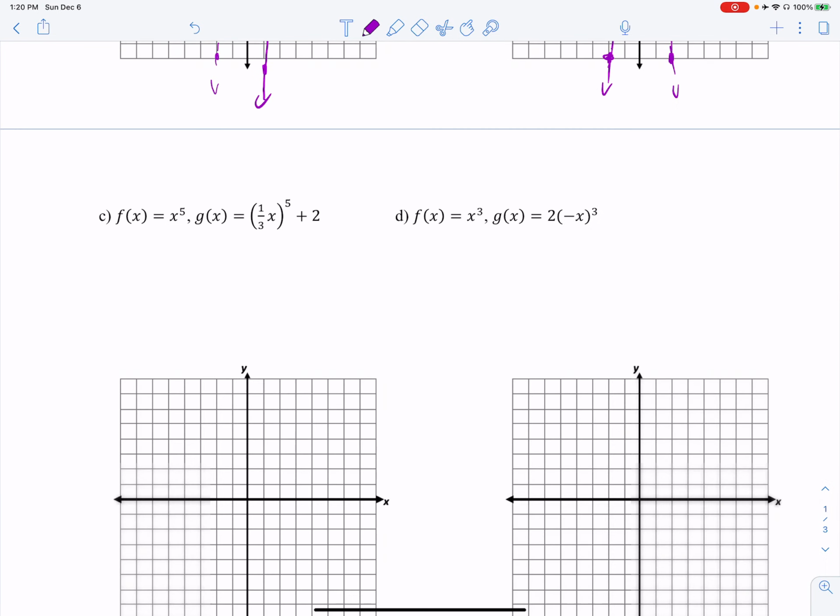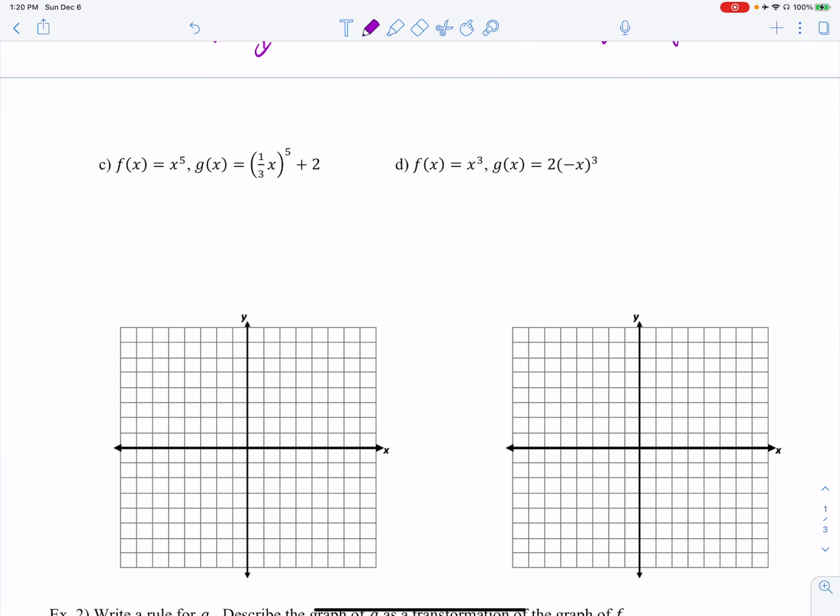All right, moving to x to the fifth. Again, for x to the fifth, if we just use negative 2, negative 1, 0, 1, and 2 for x, and then x to the fifth. A negative 2 to the fifth is a negative 32. Then we're going to have a negative 1, a 0, a positive 1, and a positive 32.